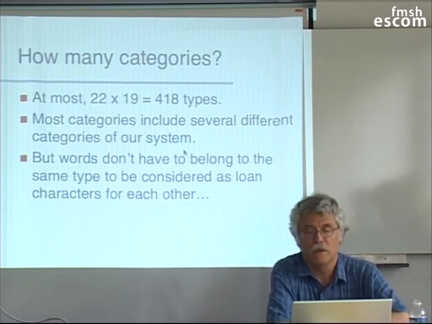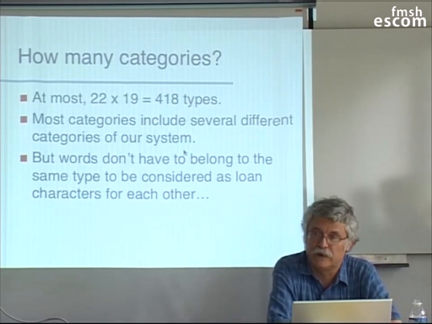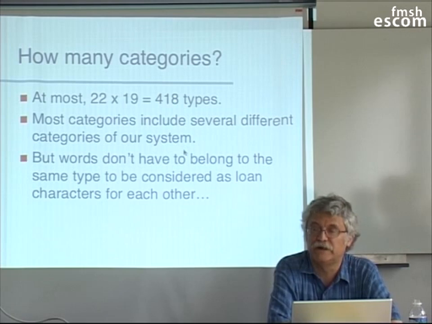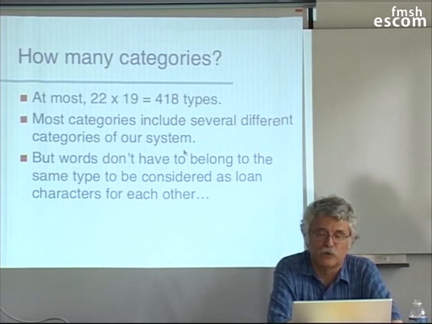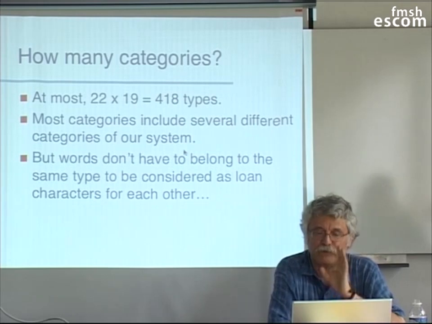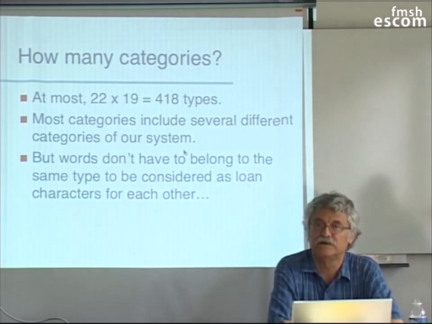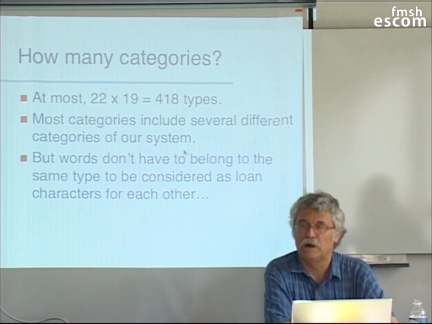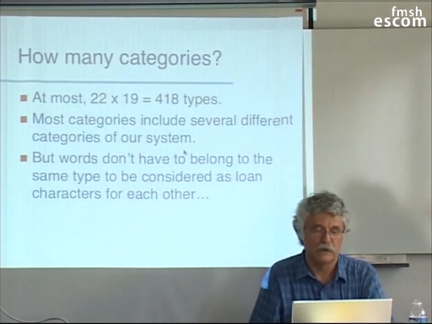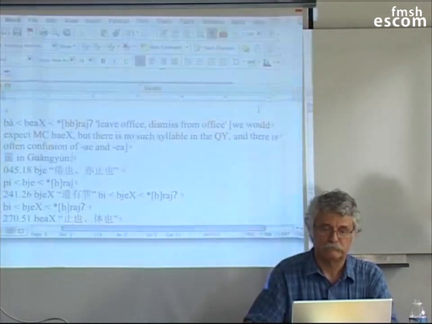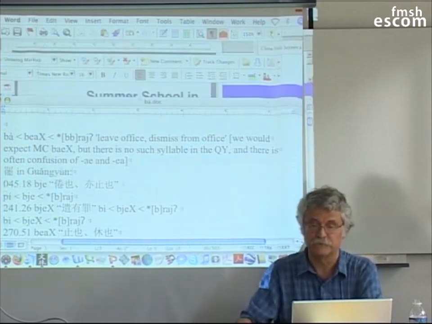Okay, so how many categories does that identify? Well, it brings up 418 types. And most of the categories already include several different categories in our system. But the words don't have to even belong to the same type to be considered as loan characters for each other. And it's not always clear what degree of similarity one should insist on. So let me give you an example. That's legible, right? Okay.